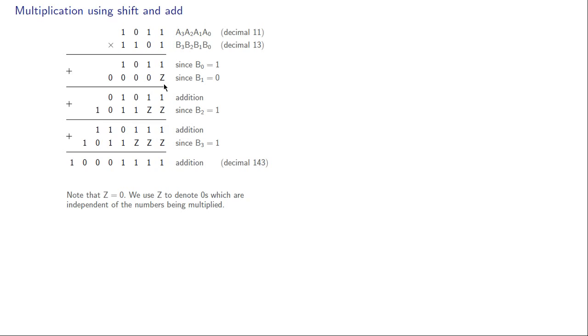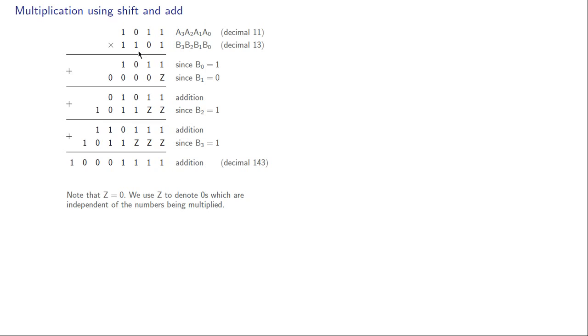Now a comment about the notation. This Z is actually the same as 0, but we use a different symbol Z to denote zeros which are independent of the numbers being multiplied. So this Z is always going to be 0 no matter what these numbers are. After that we add these two numbers, and that is the result.